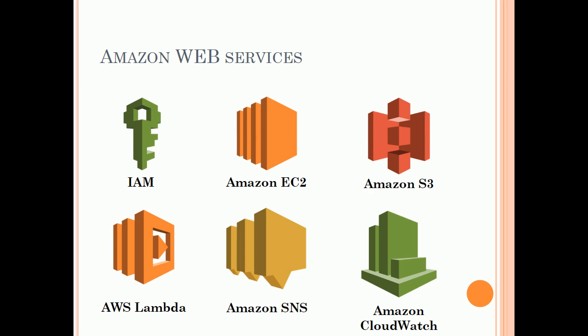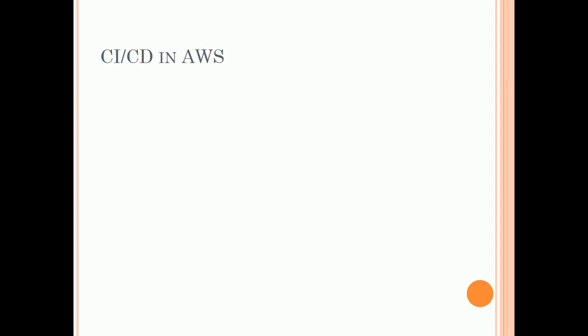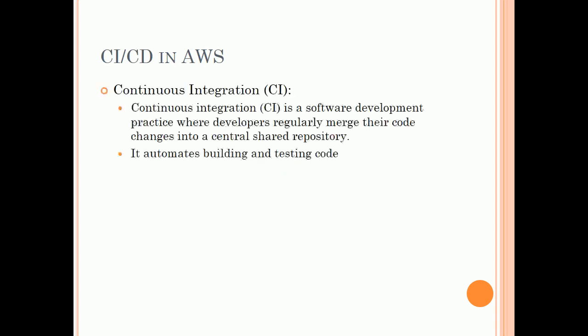Now let's move over and understand the concepts of continuous integration and delivery. Continuous integration and continuous delivery. Continuous integration is a software development practice where developers regularly merge their code changes into a central shared repository. It automates building and testing code. In simple words, it is a way how you maintain a project, how you manage source control, how projects are built, how releases or changes are deployed to production. So it is an approach in which teams keep producing valuable software in short cycles and ensure that the software products can be reliably released at any time.